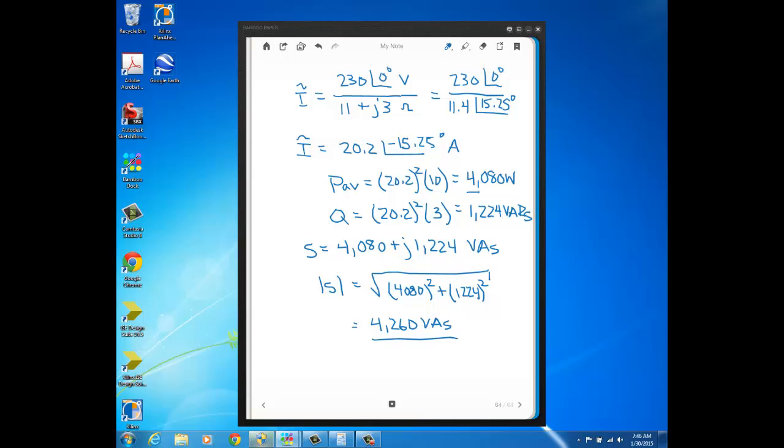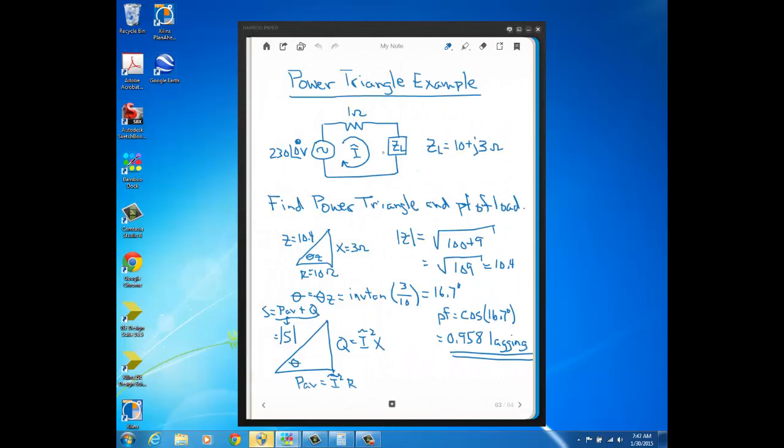So you see here are the sides of our right triangle, the adjacent side, the opposite side, and then apparent power, that's our hypotenuse. If you go back and look here, the P average, that's the 4,080 watts, the Q, that's the 1,224 VARs, and the hypotenuse here, apparent power, that's the 4,260 VAs. So that wraps up this problem, and we will do some more AC power analysis discussing a very important application called power factor correction, and that will be the next couple of videos.